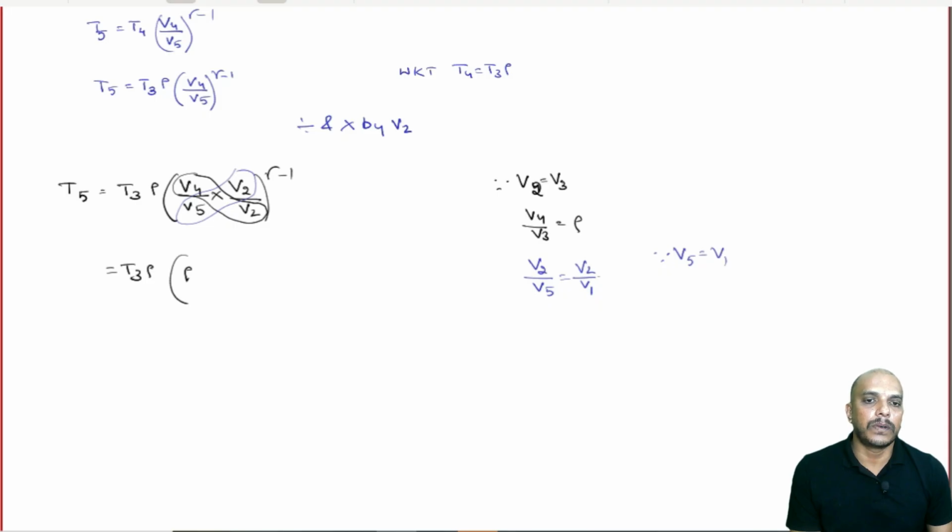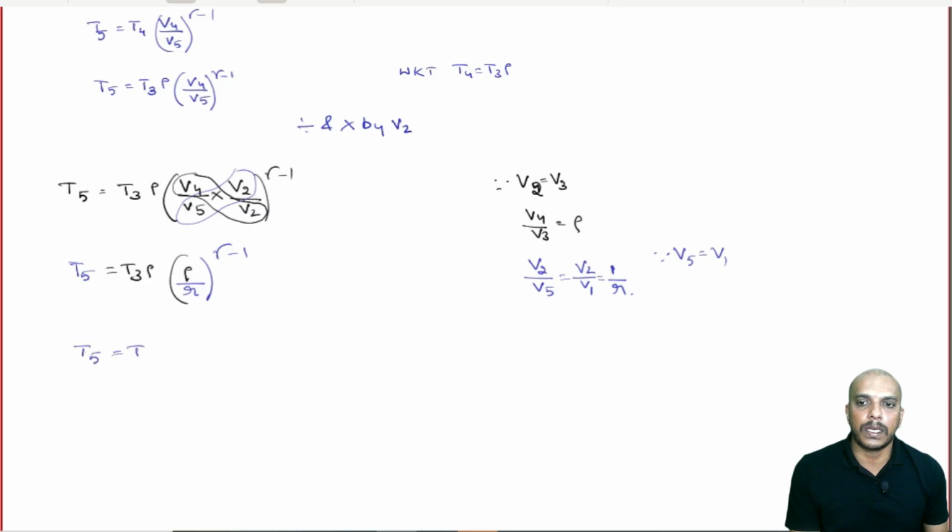Now, what is V1 by V2? Compression ratio: V2 by V1 is 1 by R. Now, this will be rho by R whole power gamma minus 1. So now what we will have? We wrote T5 also in terms of T3. Now we can further simplify this.